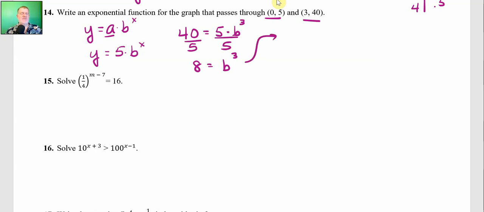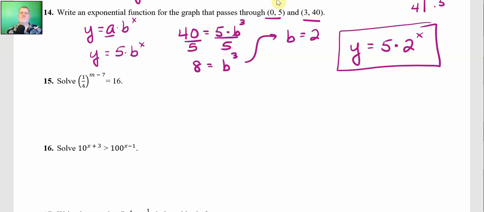What's the opposite? Yeah, the opposite of a cube is a cube root. So what's the cube root of 8? Or what cubed gives you 8? It's 2. So your equation becomes 5 times 2 to the x. That's how we do those problems.